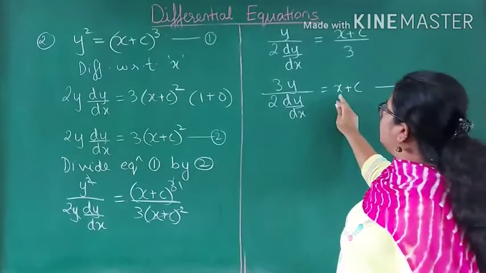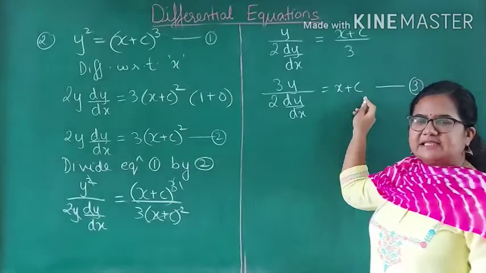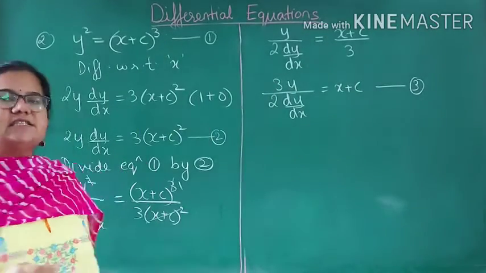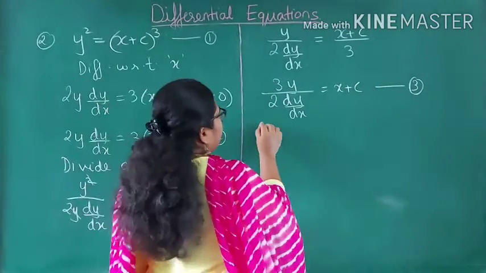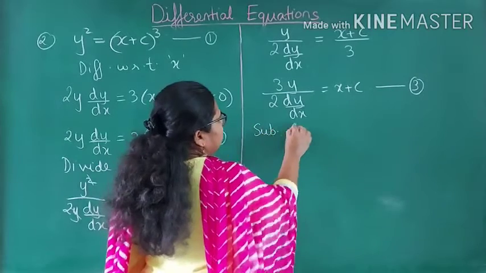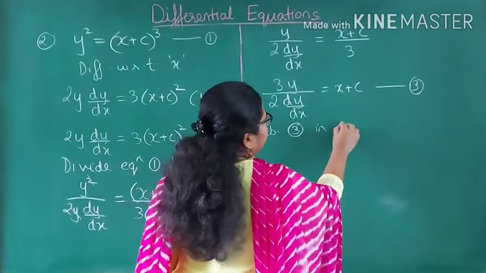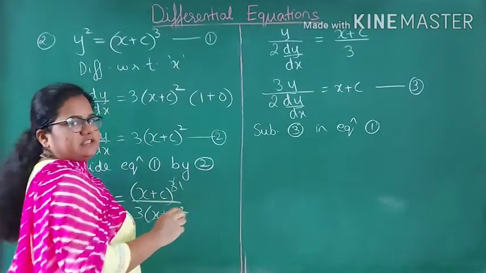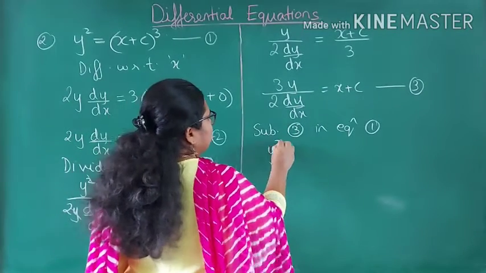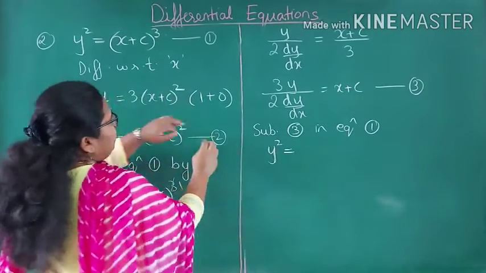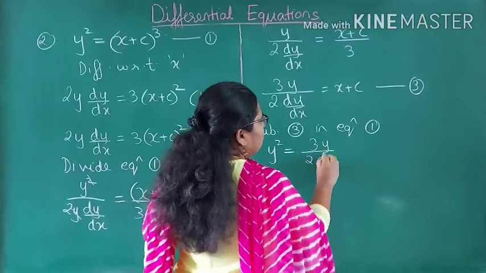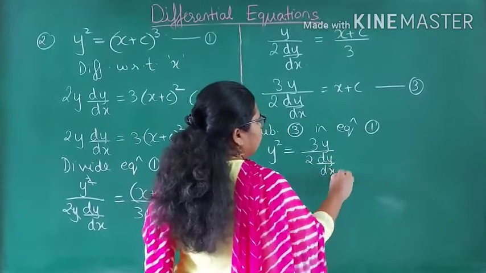Then what can we do? Now we know the value of x plus c. We can substitute x plus c in your equation 1 and c will get eliminated. See how it happens. Substitute 3 in equation 1. So the value of x plus c we will substitute here. So this becomes y square is equal to, x plus c is 3y upon 2 dy by dx.